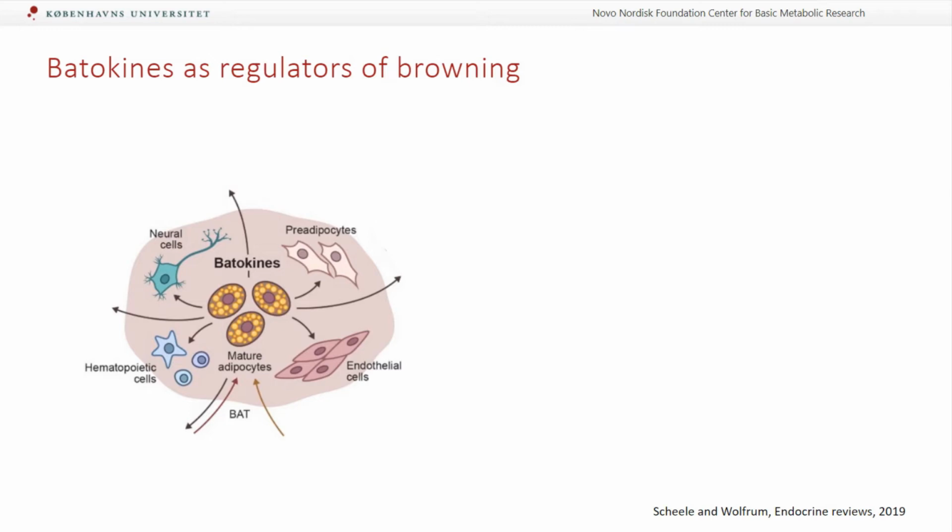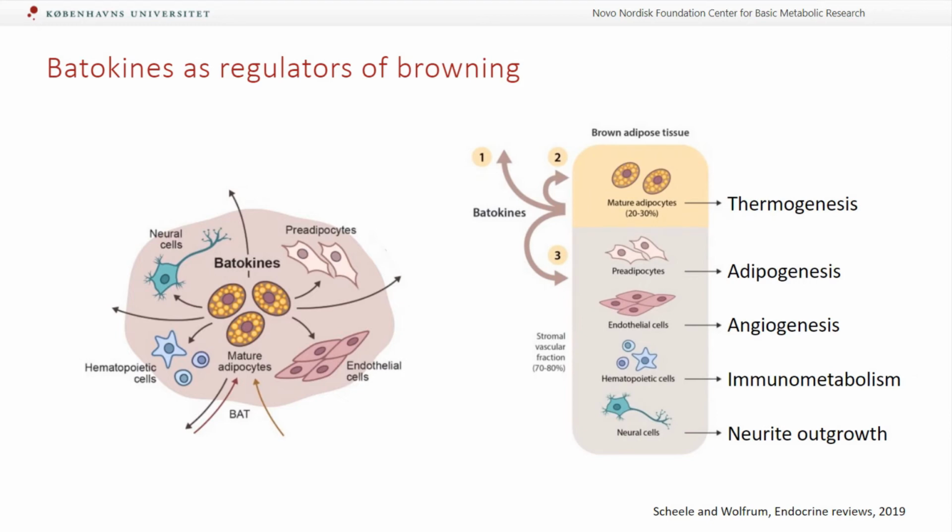What about the secretome? So we know that norepinephrine is a really important player in browning and activating brown fat, but there are also these factors that I mentioned already that are produced and secreted from the brown adipocytes. And here it's also important to know that in the brown fat, there's not only adipocytes, there's also other types of cells. So we have endothelial cells and neural cells and pre-adipocytes, of course, and also immune cells.